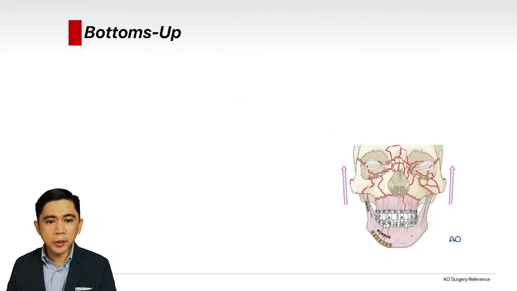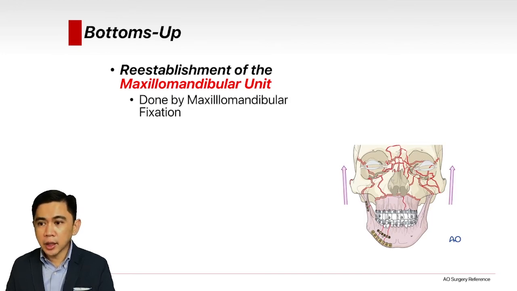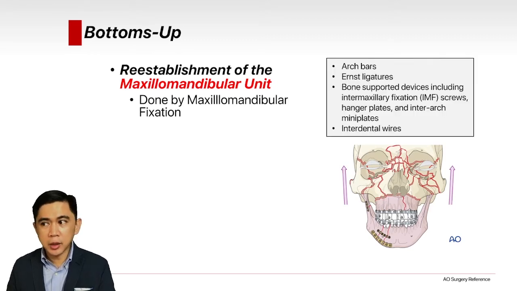So the most important concept here is the reestablishment of the maxillomandibular unit, and this is the first priority in bottoms up. This can be done by MMF or maxillomandibular fixation with the following techniques: arch bar, Ernst ligatures, bone-supported devices, including intermaxillary fixation or IMF screws, hanger plates, or inter-arch mini plates. Or you can use interdental wires.